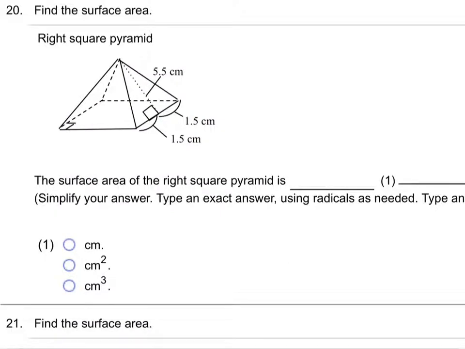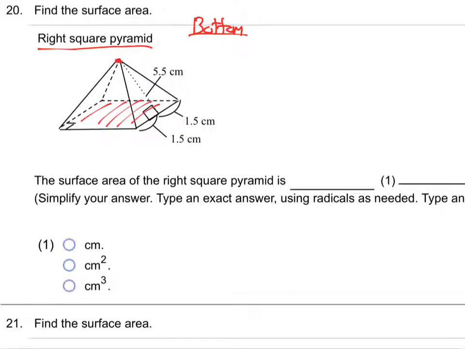So on number 20, we are finding the surface area of a right square pyramid. So how do we find the surface area of a right square pyramid? Well, first off, we have the bottom. Whenever we do surface area, we have to take all the surfaces, all the sides, the top, and the bottom. This one has no top. It's just got a point at the top. It's got sides and a bottom.